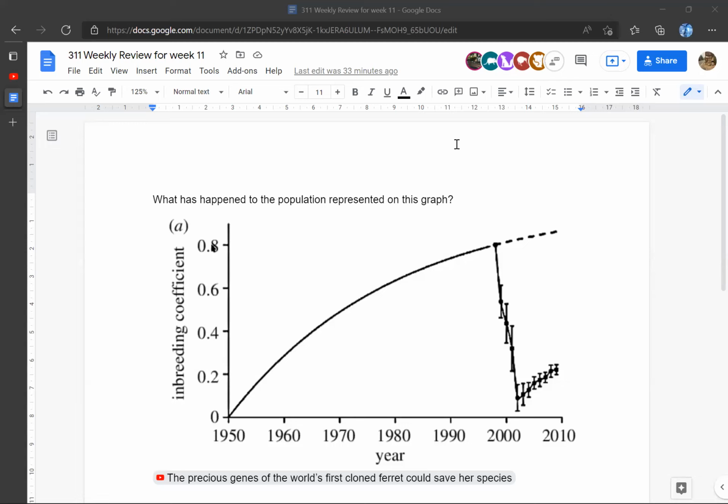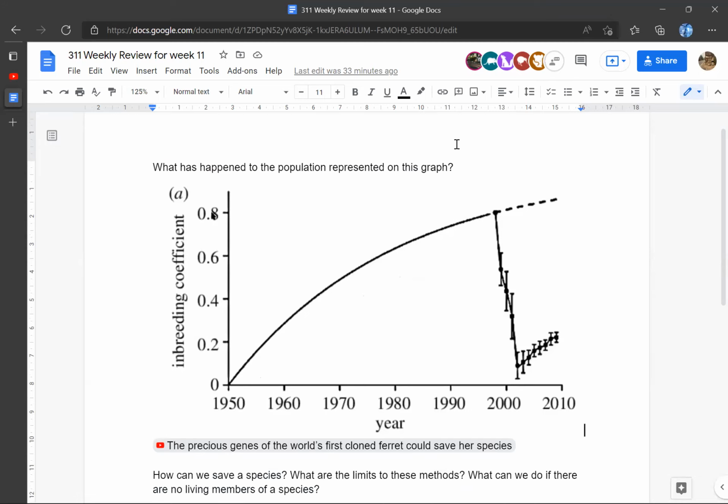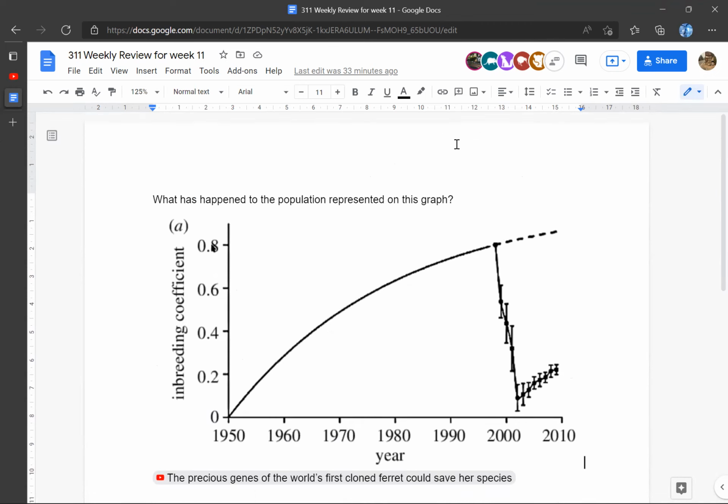And so we can see the almost instant dip from 80% inbreeding to about maybe like 6, 7, 8% inbreeding, even by like 2001 or 2002. So that's what happened. Very cool. And who can think of an example of this happening that we saw in Dr. Prost's lecture?